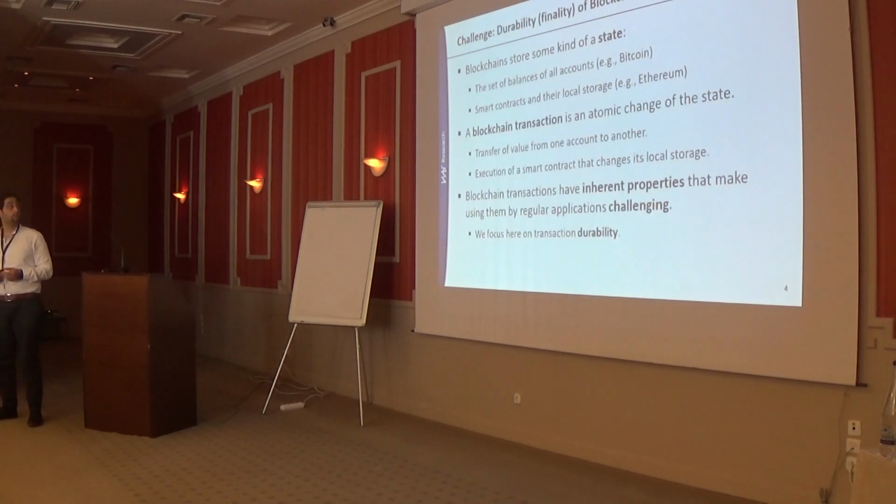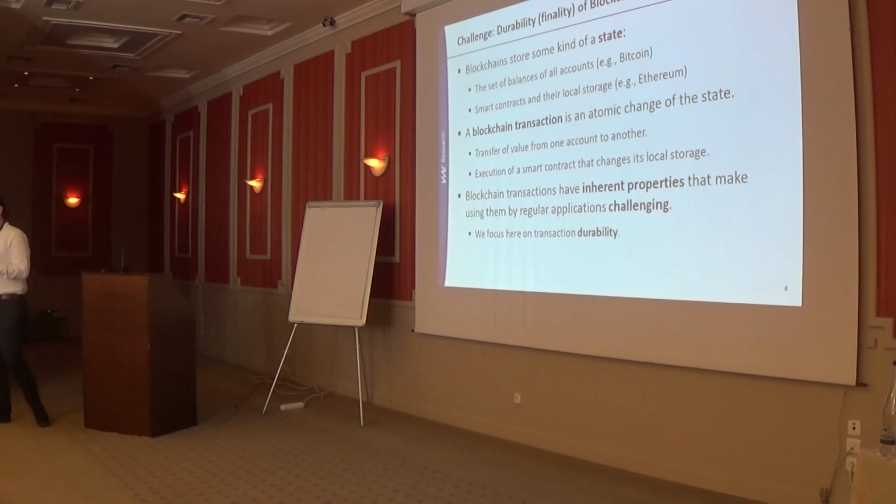And this challenge is the durability of blockchain transactions. And in order to understand why we face a challenge here, let's first understand what blockchain transactions are. So blockchains in general manage or store some kind of a state. So Bitcoin, which is one blockchain system, stores accounts and their balances. Ethereum, on the other hand, which is another blockchain system, stores smart contracts and their local storages. Blockchain transactions are transformations of these states. So a Bitcoin transaction is a transfer of funds from one account to another, and an Ethereum transaction is an execution of a smart contract that changes its storage from one state to another.